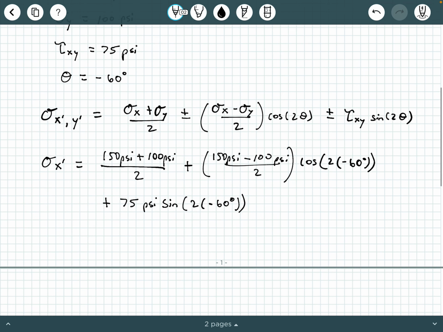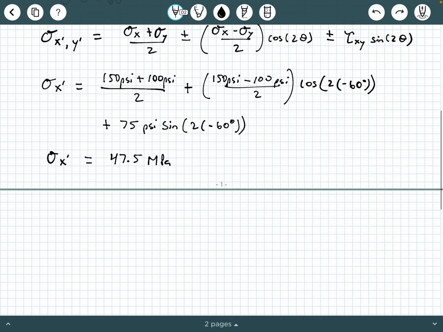So sigma x prime comes out to be 47.5 megapascals. Be very careful when you input this into your calculator. Don't try to be a hero and do it all at once. You can put it in one piece at a time and make sure your calculator setting is in degree mode right there, okay?